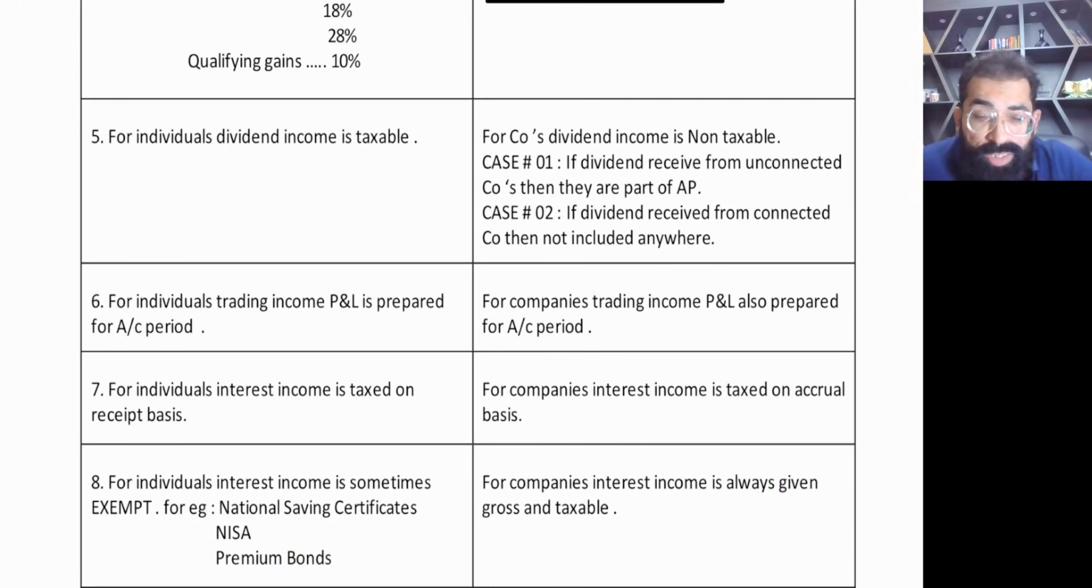For individuals, dividend income is taxable, and it is taxable on a receipt basis. But for companies, dividend income is not taxable at all. If a company is receiving dividends, it's not taxable at all.